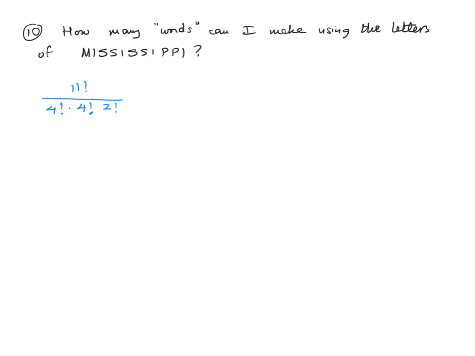And now I can plug this very carefully into my calculator using parentheses. So it should look like this on your calculator: 11 factorial divided by parentheses 4 factorial times 4 factorial times 2 factorial. That way the order of operations are preserved, and we end up with 34,650.